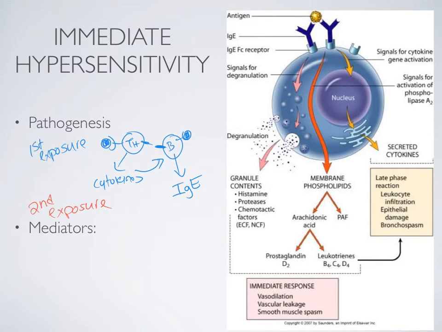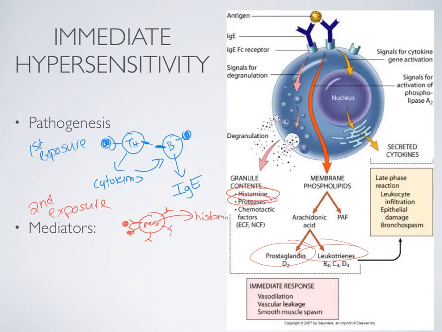you have these mast cells that are bound to IgE antibodies. And when that allergen comes into the body, it'll trigger those IgEs, immediately causing the release of the granule contents: histamine, proteases, as well as prostaglandins and leukotrienes. So it's going to secrete.